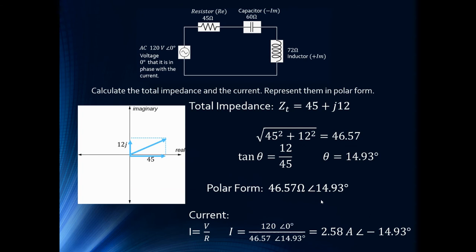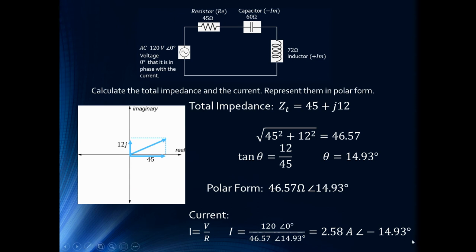And when you want to find the current, we can apply Ohm's law. And I take the voltage, remember my battery is 120 volts, divided by the total impedance. And when you divide these parts and then subtract the angle, I've got 2.58 amps and negative 14.93 degrees. So this is the current, and you can see that the current is smaller than the voltage. So it's definitely been impeded.